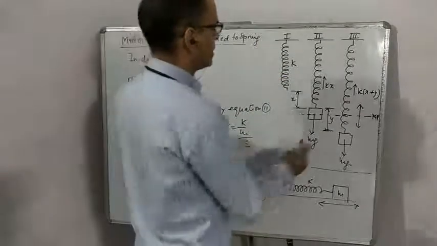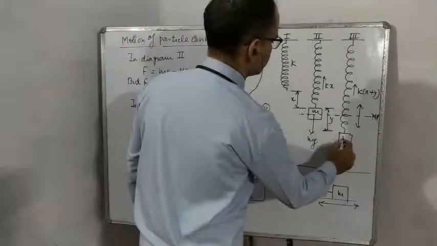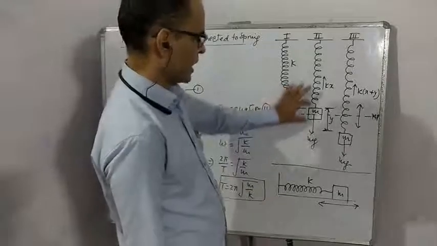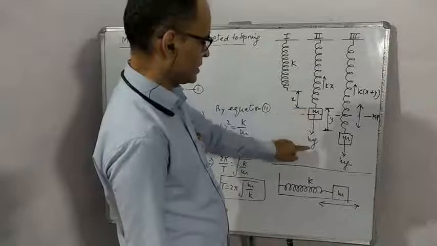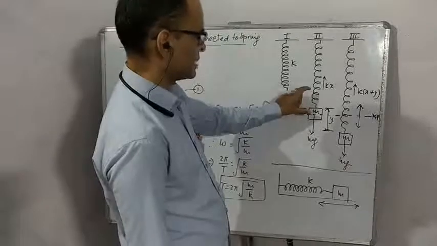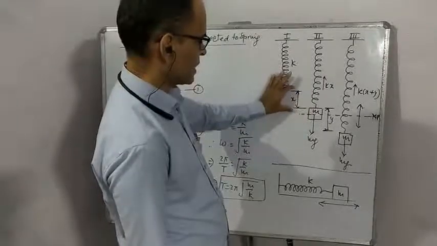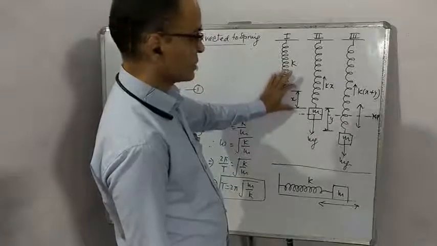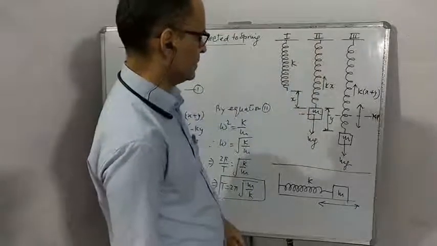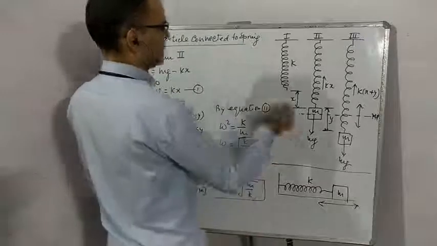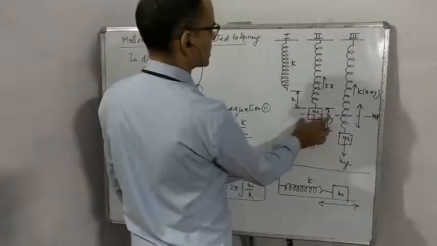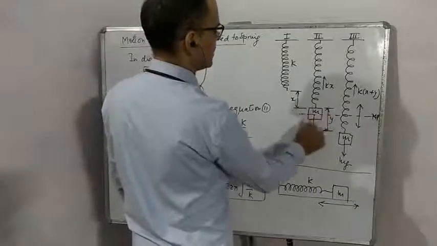The particle which is going to oscillate has mass m. When the particle is suspended, the weight of the particle mg will act downwards and the spring will get stretched. Suppose the stretching is x, so the restoring force kx will act in the opposite direction. After stretching of the spring, the particle is freely suspended here. It is at rest.